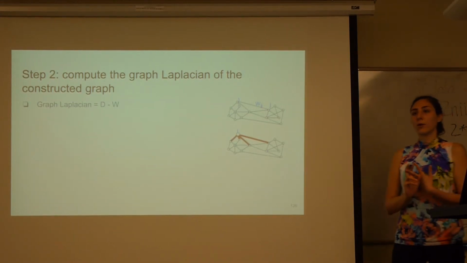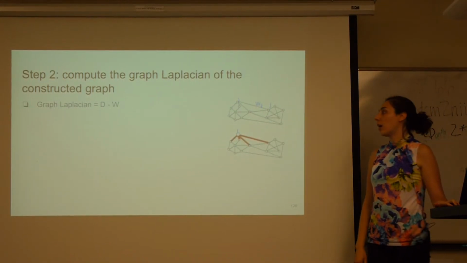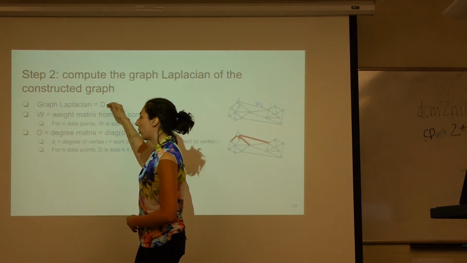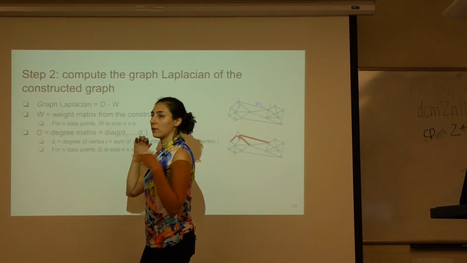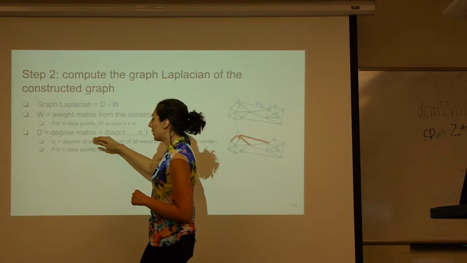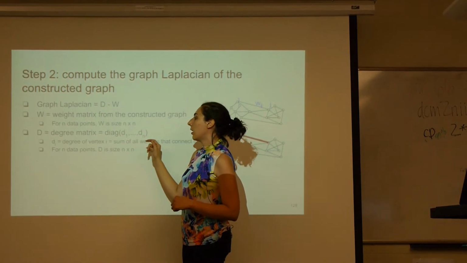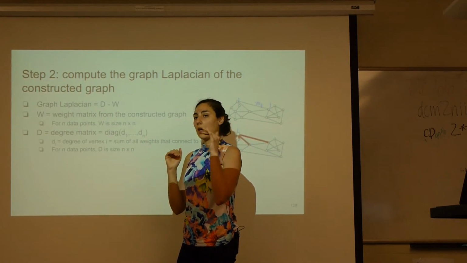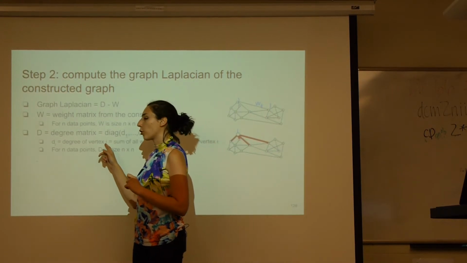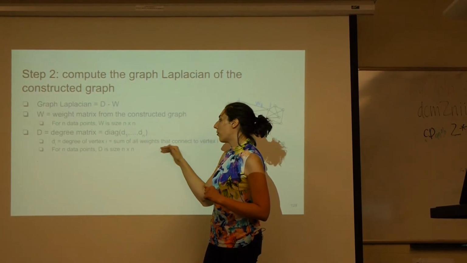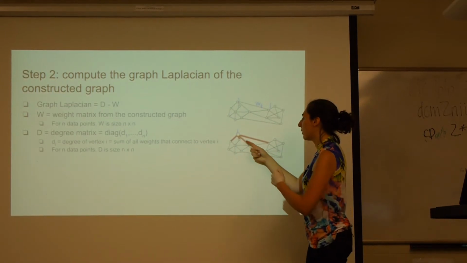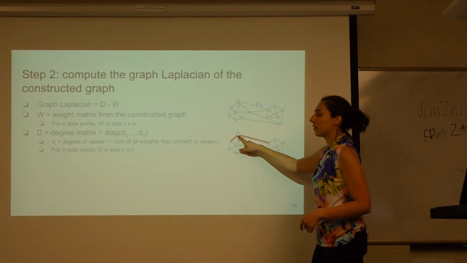Okay, so step 2. Step 1 was construct the graph. Step 2 is compute the graph Laplacian, which is just equal to the degree matrix minus the weight matrix. So the weight matrix is just this matrix of n vertices by n vertices. And D is the degree matrix, a diagonal matrix, which is n by n again. And each element of the diagonal is the degree of the corresponding vertex. So the degree is the sum of all the weights that connect to it. So here, the degree of node i would be the sum of all the weights that connect to node i. Okay.